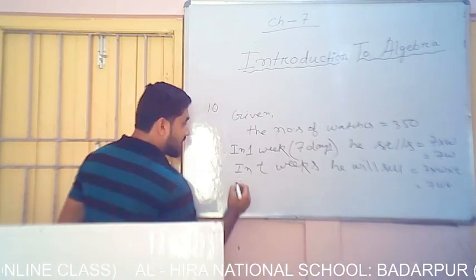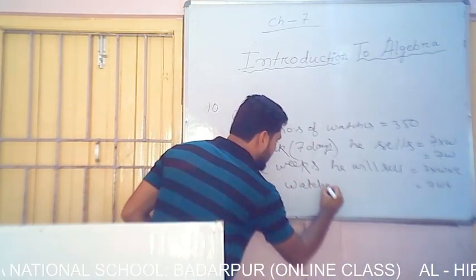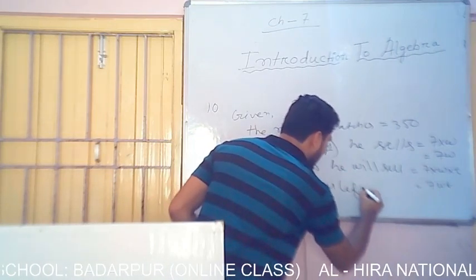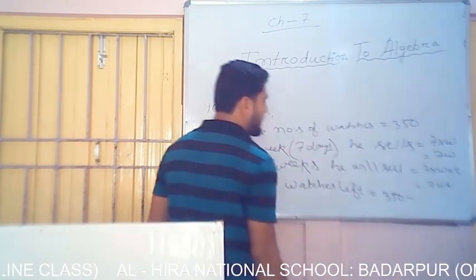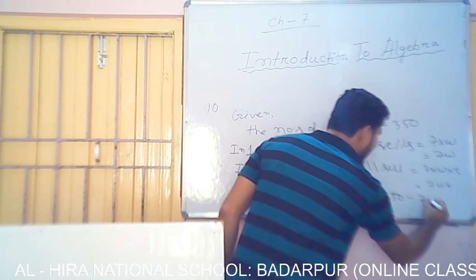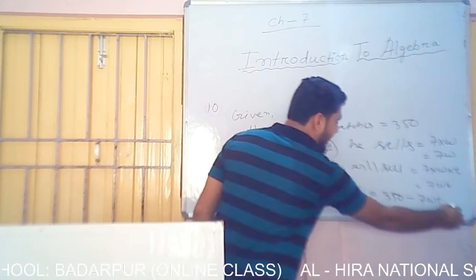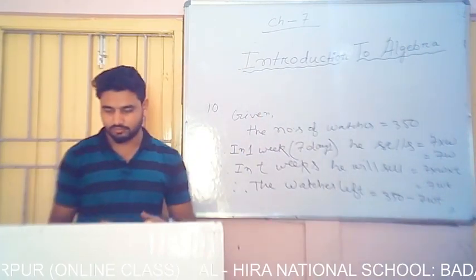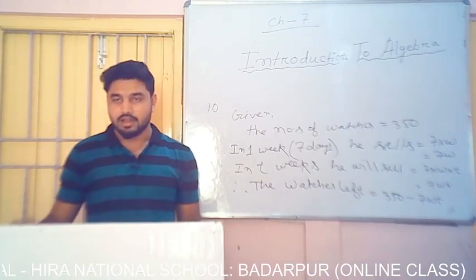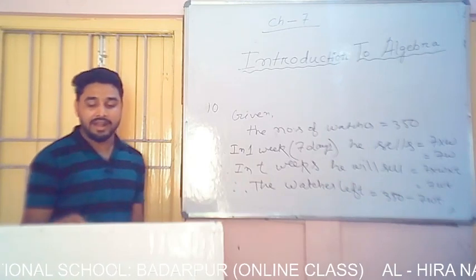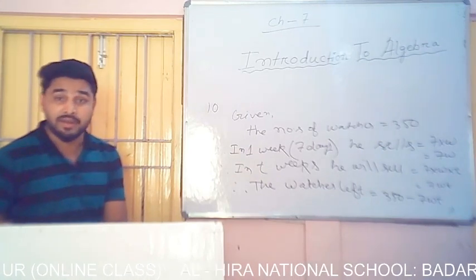Therefore the watches left equals 350 minus 7WT. That is your required answer. So this is the ending of exercise 7A. Now we shall start exercise 7B.